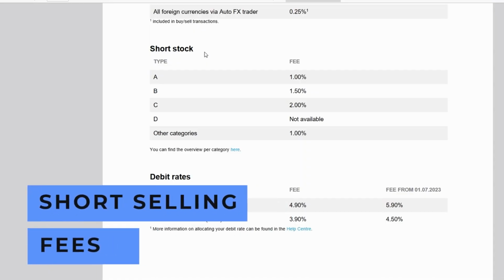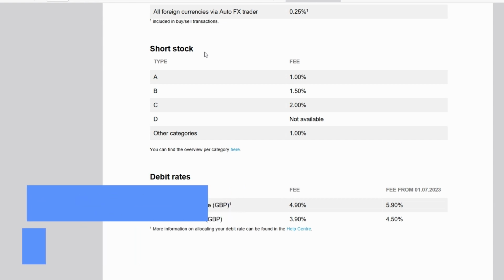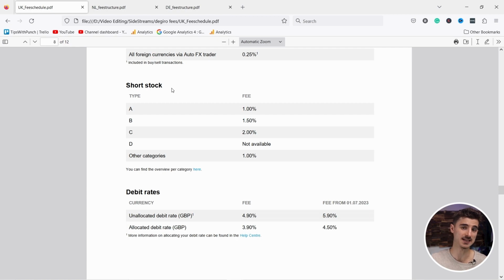Then you have the short selling fee, and it depends on the type of the asset you're buying or shorting in this case. In case you don't know what short selling is, in a nutshell, you're basically betting against the stock. For example, if you see the Tesla stock will go down, you can short sell it, and when it goes down, that's when you make your money. But keep in mind, short selling is much riskier.